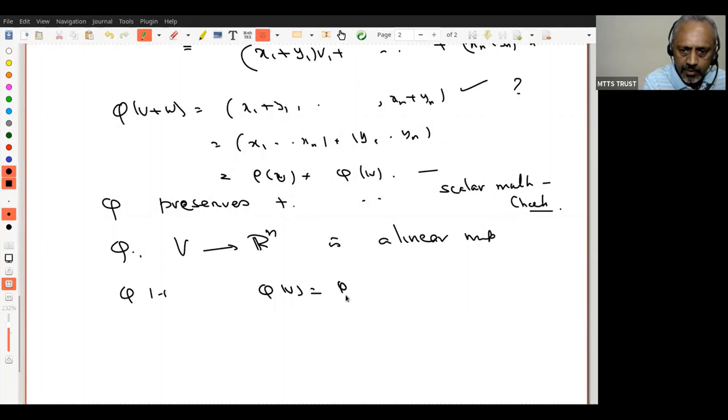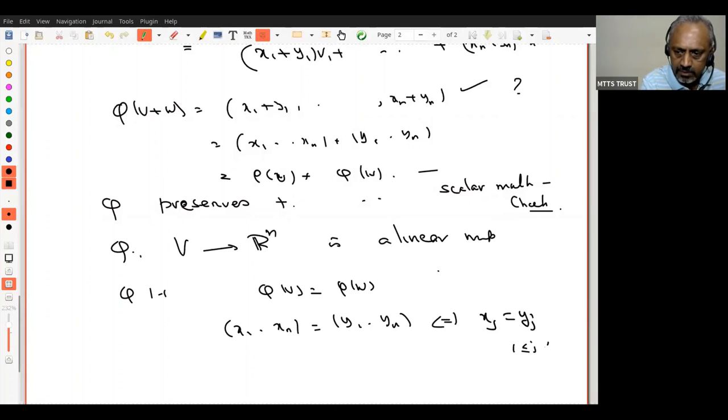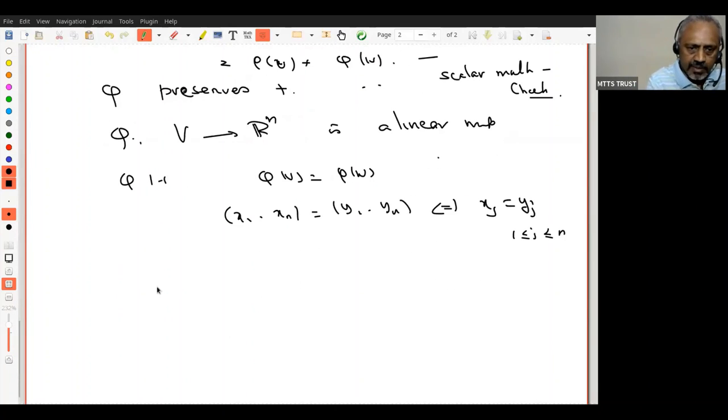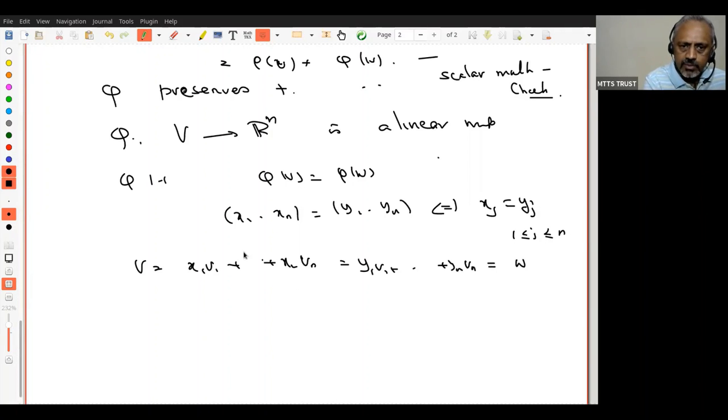Because phi of v equals phi of w. That means, suppose I write again, keeping the same notation, (x1, x2, ..., xn) equals (y1, y2, ..., yn), right? But when does this happen? This happens if and only if xj equals yj for all j between 1 and n. But that would mean v, which is x1 v1 plus ... plus xn vn, is the same as, in place of x1 I can write y1, so y1 v1 plus ... plus yn vn, but that is your w. Therefore I have shown phi is 1-1, and phi is onto.